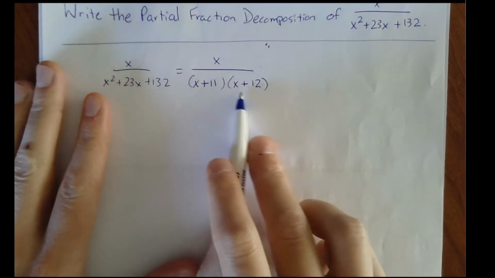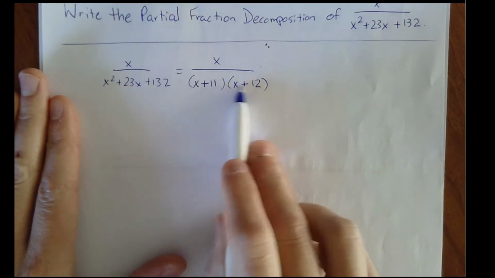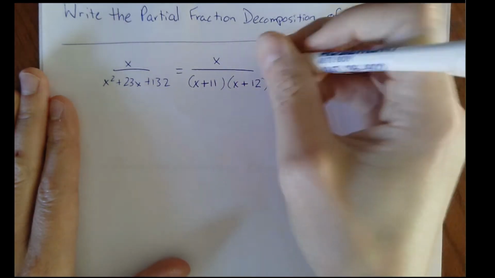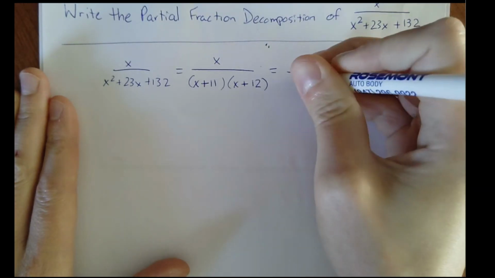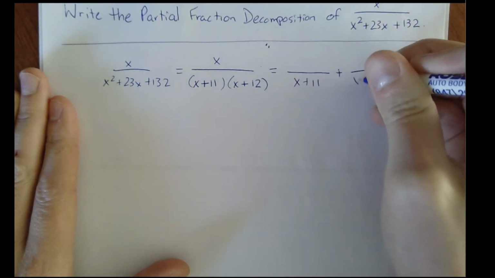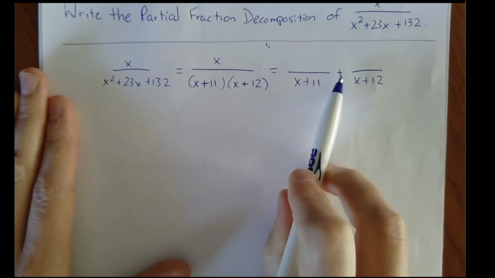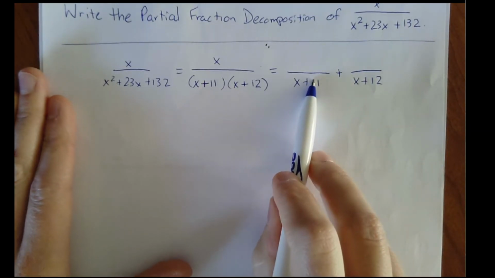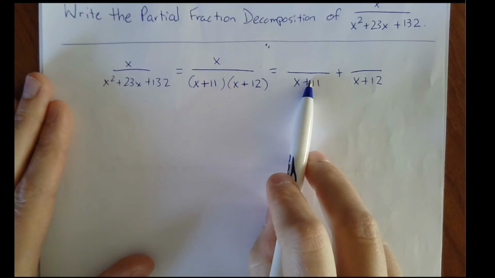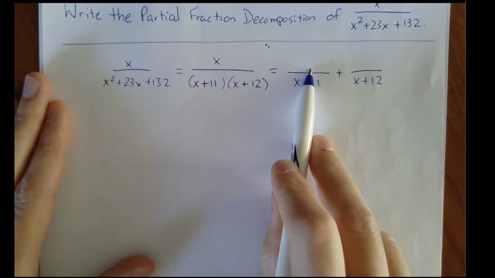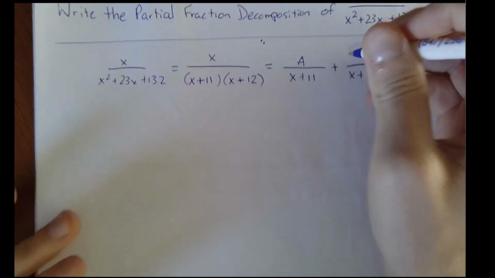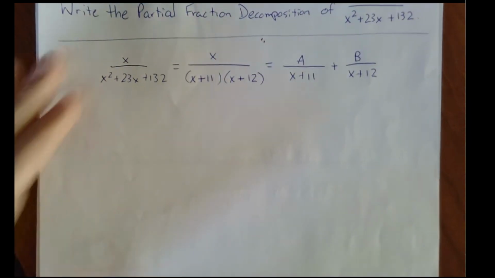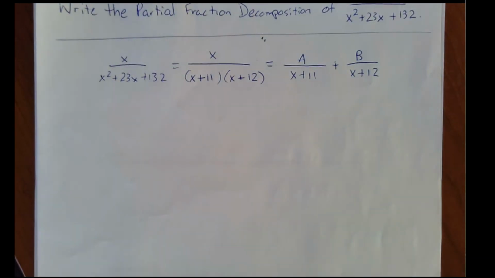Okay, so now that we've factored it, we see that this denominator is actually two distinct linear factors, which means we will have two partial fractions, one with a denominator of x plus 11, one with a denominator of x plus 12. And remember, if the denominator of a partial fraction is a linear function, like mx plus b, the numerator is just going to be a constant. So some number a, and same thing here, some other number b. And now we have to solve for these coefficients.